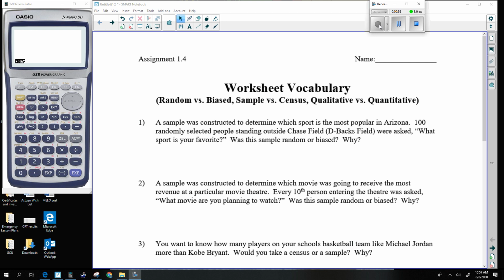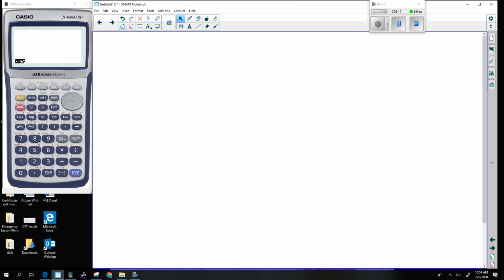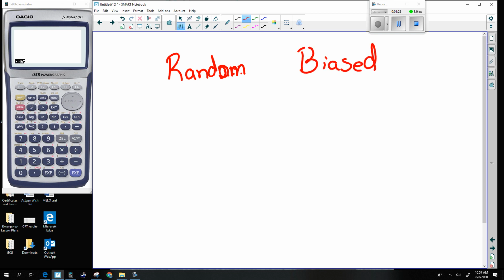So the very first 2 words that we're going to be seeing in problems 1 and 2 are random and biased. And so let me kind of jump to a different screen and kind of explain what those 2 things are. Okay, random and biased. This is what you strive for. You want things random, and biased is bad.